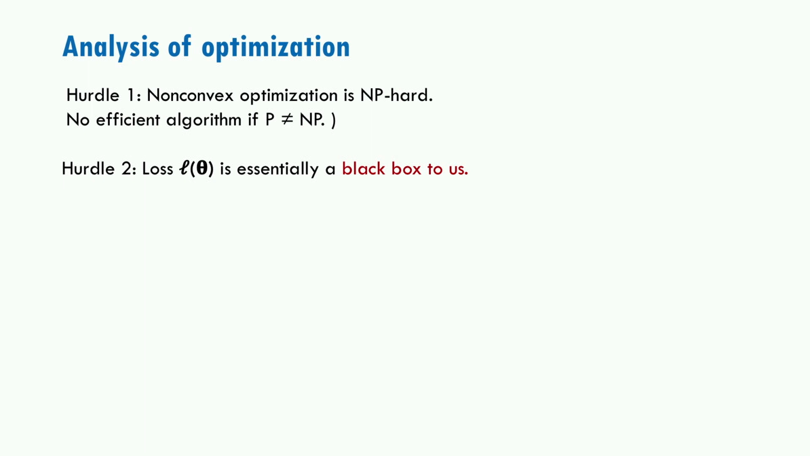Hurdle 2: the loss L(theta) is essentially a black box to us. Now you might be thinking, wait, black box? Why a black box? I wrote down the loss function for you explicitly. Everything is known here. The functional form of this expression, the x's and the y's, the data and the labels, everything is known. What's unknown? What's the black box?